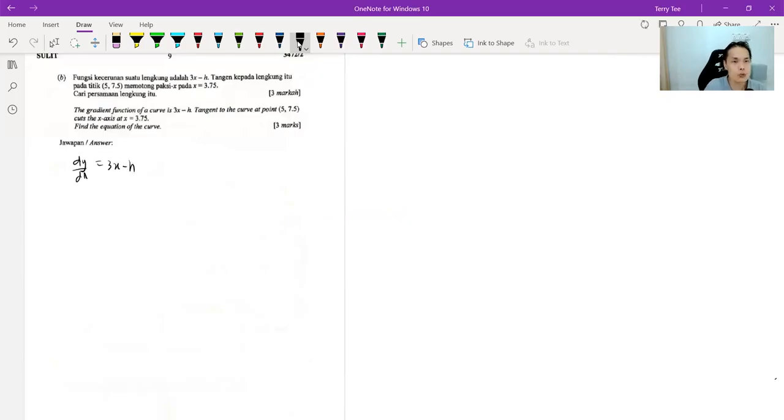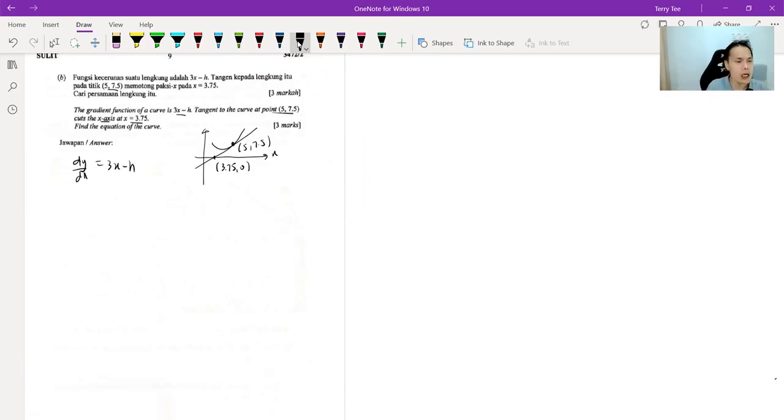Now, they say the tangent to the curve at this point cuts the x-axis at this, right? So maybe I do a sketch for you. This curve, I don't know how it looks like. Maybe perhaps looks like this. The tangent to the curve intersects the x-axis at this point, 3.75. You can write (3.75, 0). Now, this is the tangent to the curve at 7.5. 7.5 is here. All right. The tangent intersects the x-axis, or cuts the x-axis, at (3.75, 0).